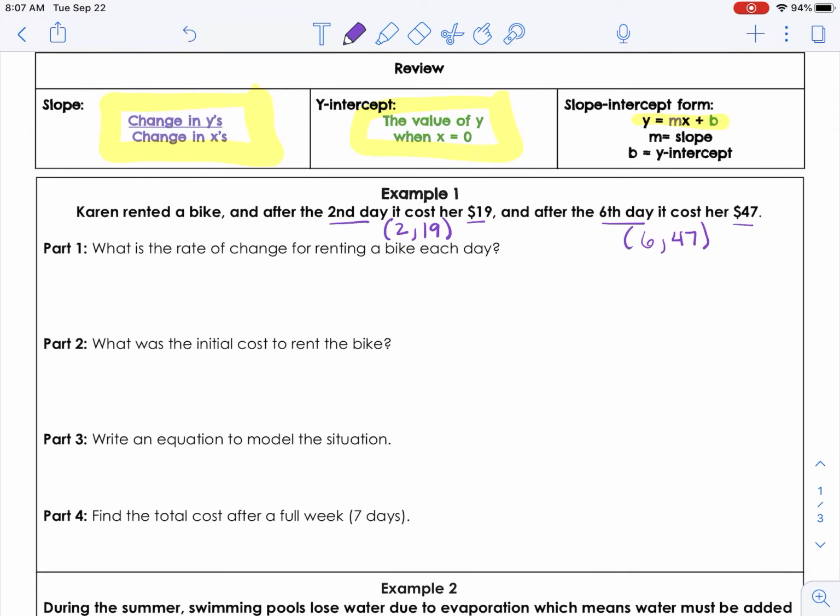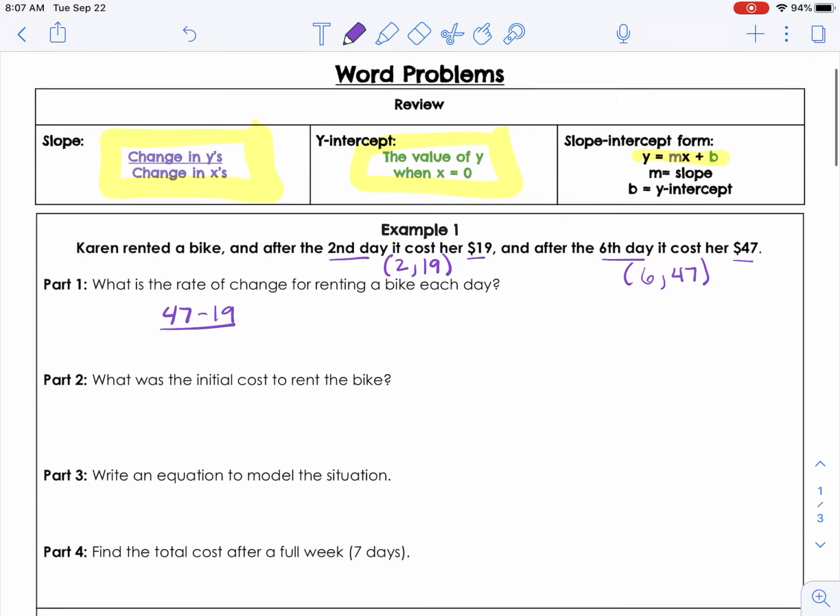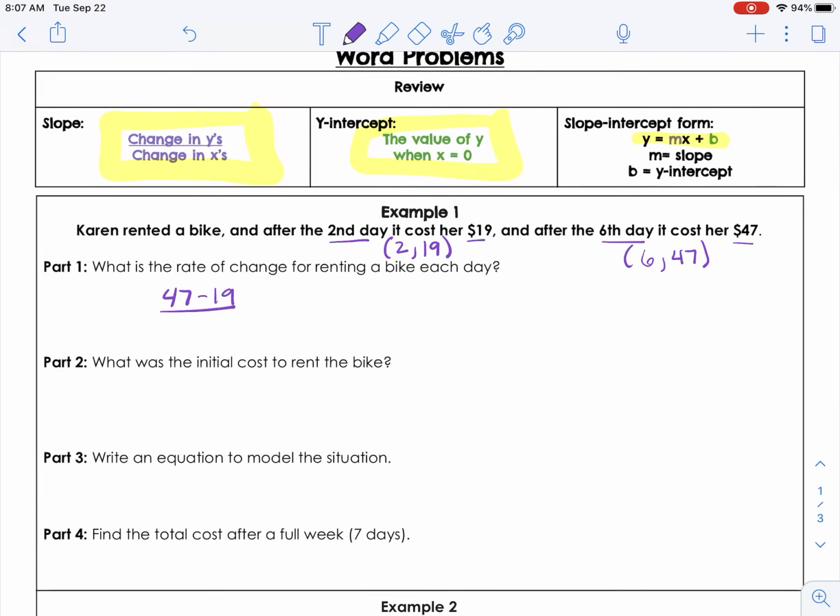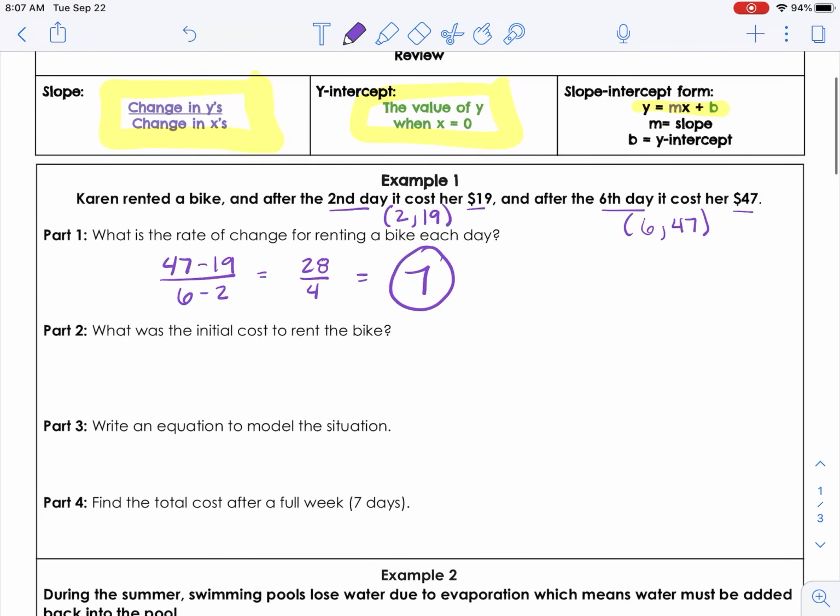So I'm going to take my y2, which is right there, minus my y1, and divide by my change in x, which is 6 minus 2. If I simplify that, it's going to give me 28 over 4, which is the same thing as 7. So the rate of change for renting a bike each day is 7.